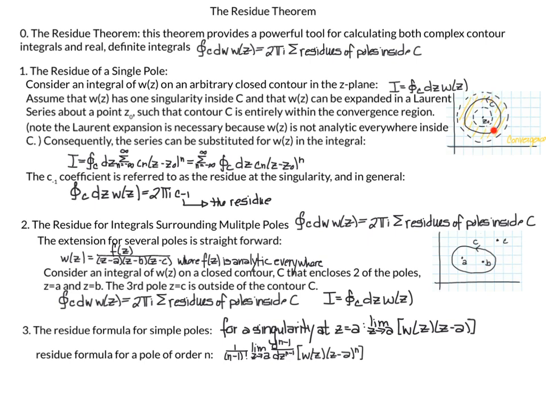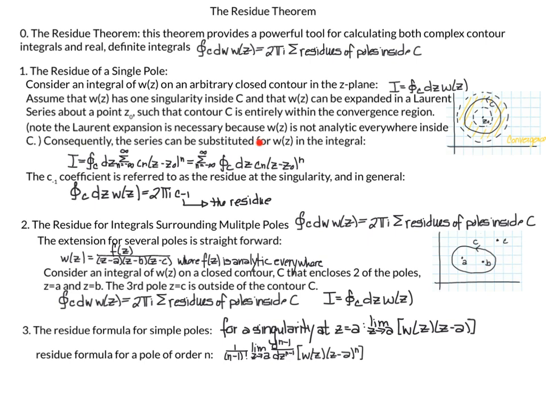We have our contour C, and we're expanding around the point z0, but somewhere in here is a singularity, so we're only looking at this annular region here for convergence, and C is inside that region of convergence. And note, because w(z) is not analytic everywhere inside of C, it's not analytic right here in the dotted portion, we need to do a Laurent series and we can't do a Taylor series.